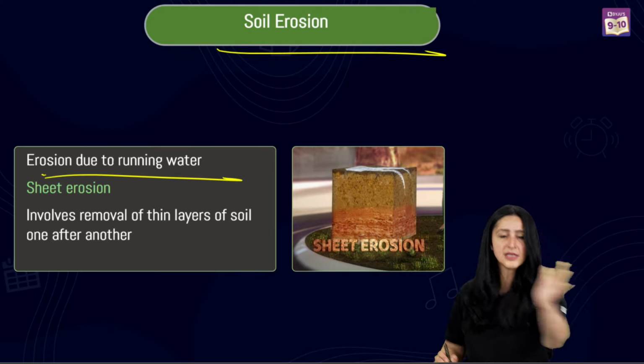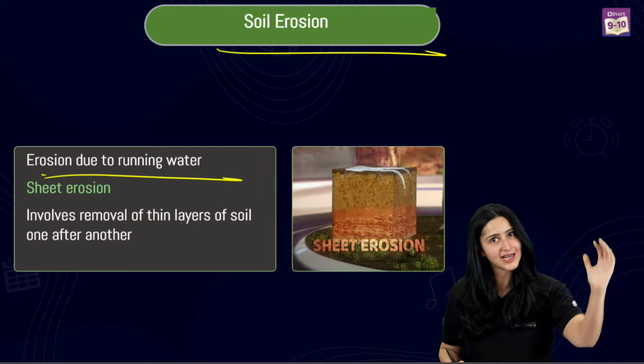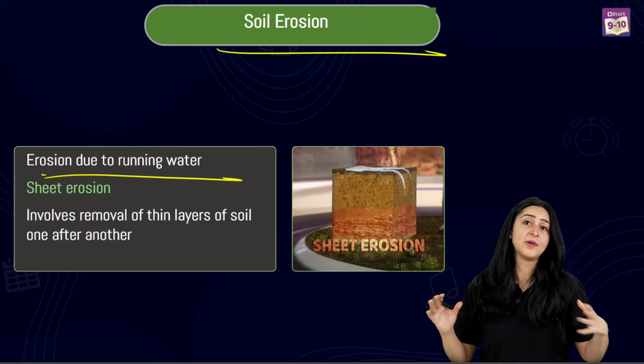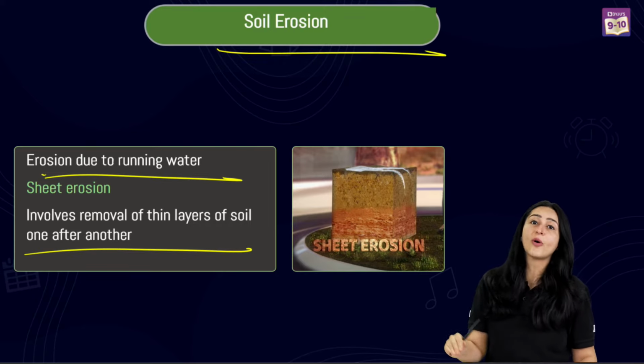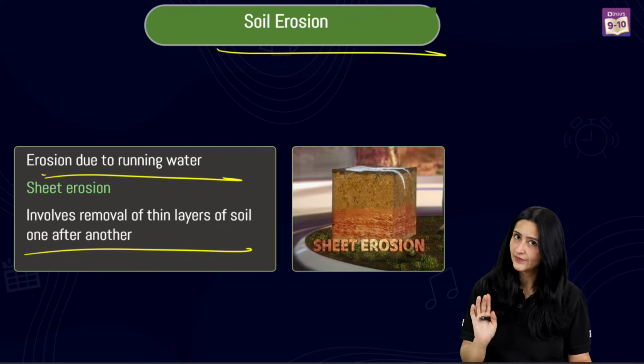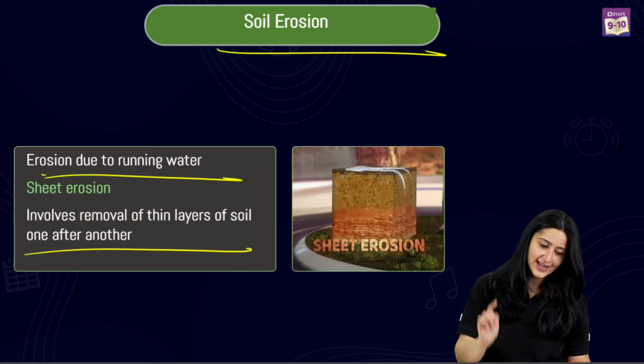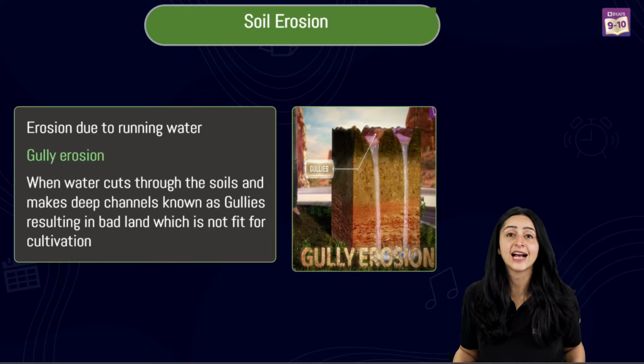Right? So the water comes, it takes away one layer of soil. Then the water comes again, then it removes the second layer, and this way we are losing our soil, right? So it's basically removing thin layers of soil one after the other, right? Name gives it away. Next, let's go ahead and understand gully erosion.